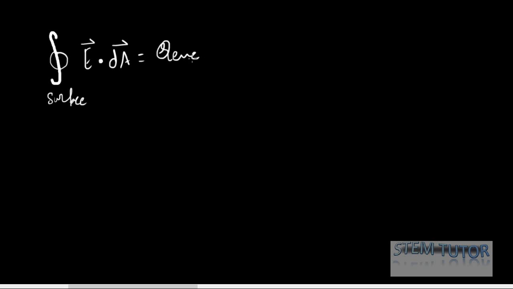So now that we know what flux is, we are ready to define Gauss's law. Gauss's law says that the integral around a closed surface of E dot dA is equal to the charge enclosed by the surface divided by epsilon naught, where epsilon naught is the permittivity of free space.